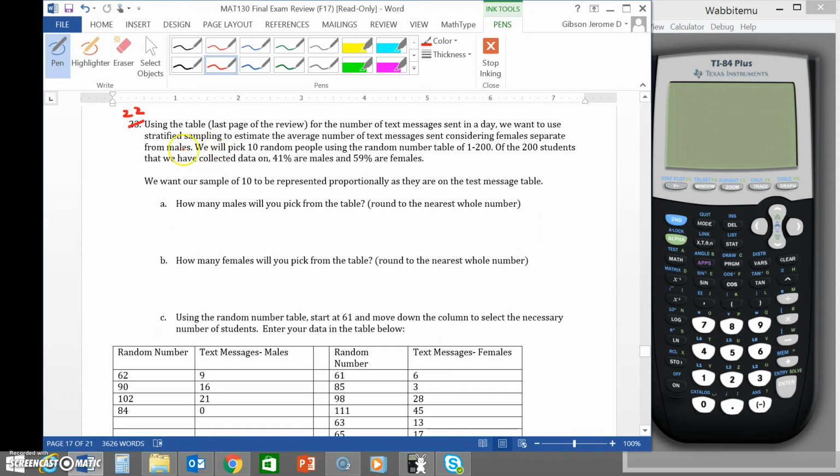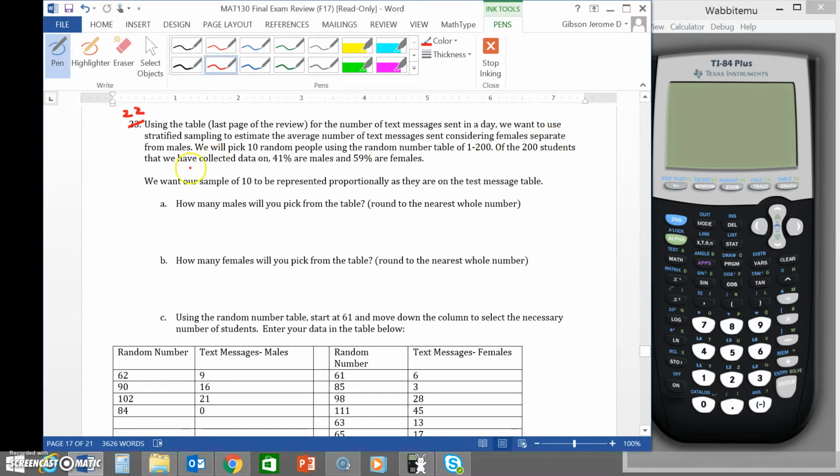Okay, class, picking up where we left off. I told you all to cross out 23 and write 22 to go along with your answer key. It says, using the table on the last page of the review for the number of text messages sent in a day, we want to use stratified sampling to estimate the average number of text messages sent, considering females separate from males. We will pick 10 random people using a random number table of 1 through 200.